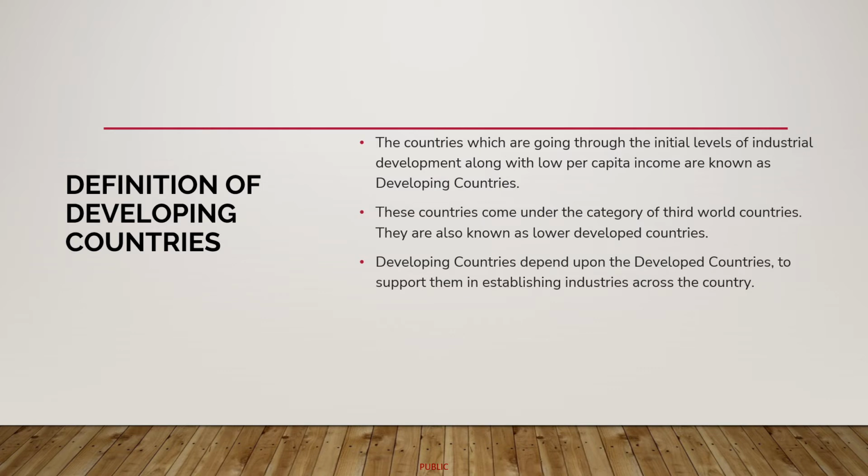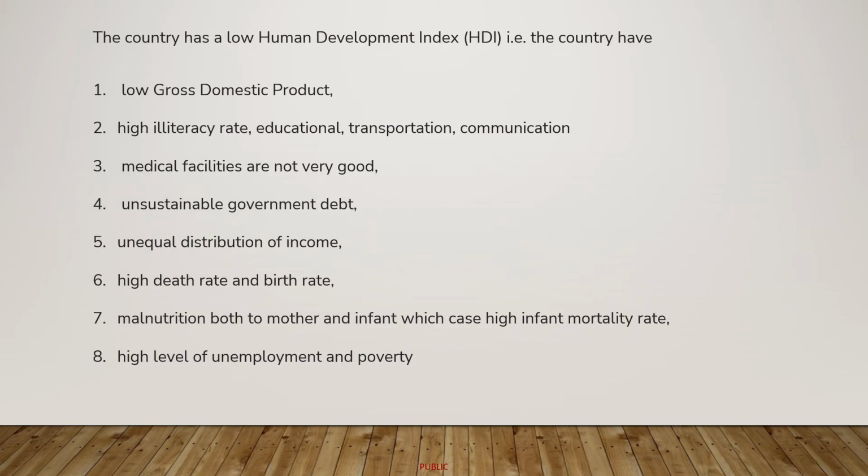So, the countries which are going through the initial levels of industrial development along with low per capita income are known as developing countries. These countries come under the category of third world countries, and they are also known as lower developed countries. Developing countries depend upon the developed countries to support them in establishing industries across the country. The country has a low human development index.